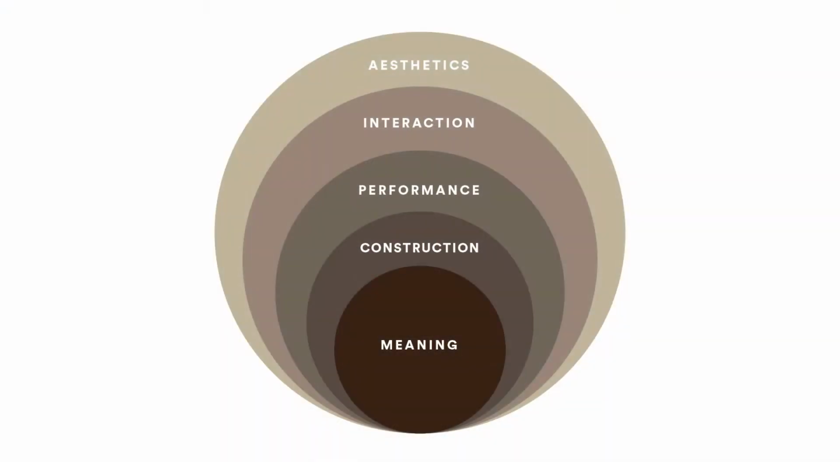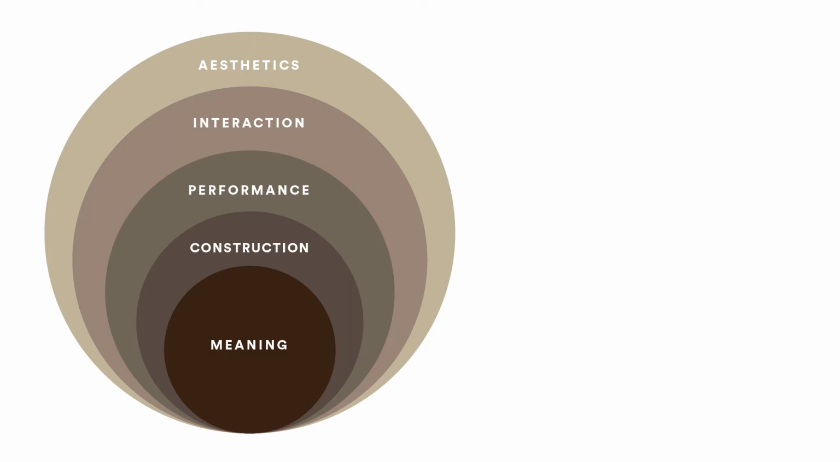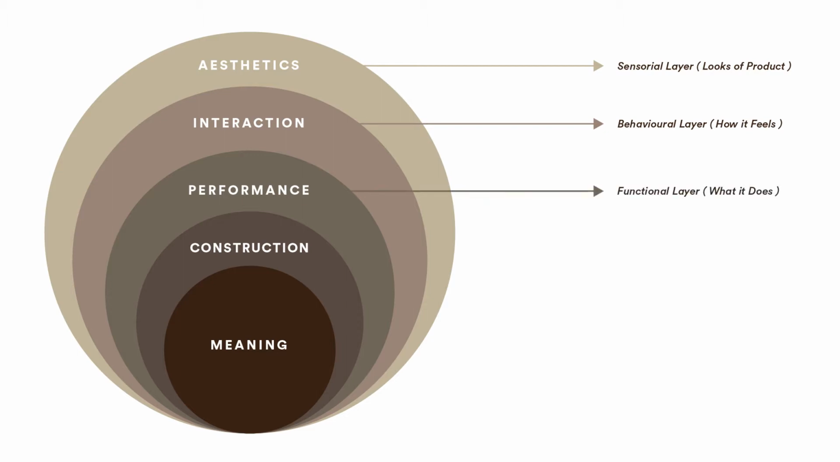So if we go to this particular diagram, we have a diagrammatic representation. The outermost superficial level is called the sensorial layer, wherein he looks at the aesthetics of the design of the product and he asks, how does it look? Then he goes a little deeper, and the next layer is the interaction layer, which is more concerned with the behavioral aspect, which is concerned with interaction, and the question is, how does it feel? And still deeper is the functional layer, which talks about the performance and asks what does this particular product do?